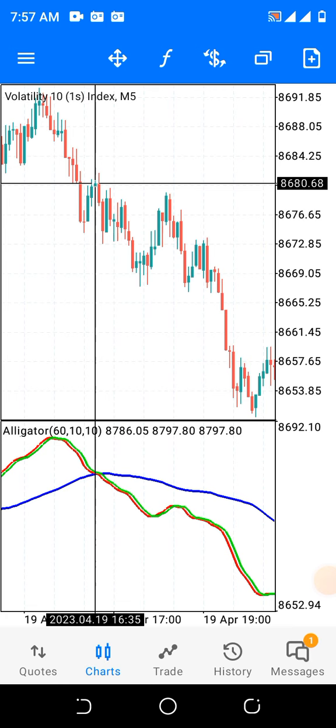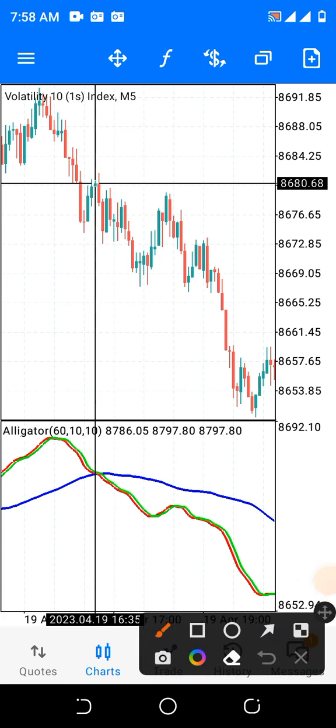Now if the crossing is from up downward, that is a clear sell signal. If the crossing of the red and green line is from up downward, look at the direction of the crossing. This is a clear sell signal. Where the crossing occurs, that is where you make your sell entry. This is the candlestick where the crossing occurs here. So you make your sell entry there.